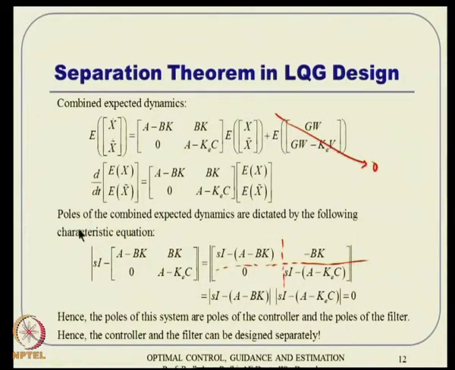And this particular result shows us that the poles of the system, or the combined eigenvalues of the entire dynamics, are nothing but the poles of the controller and the poles of the filter, because this one will result in the poles of the controller and this one results in the poles of the filter. So, essentially the poles of this entire system consist of nothing but the poles of the controller and the poles of the filter, and hence the controller and filter can be designed separately actually. Even if you consider this and that separately, the combined system does not go bad actually. So, this is the separation theorem in LQG design.